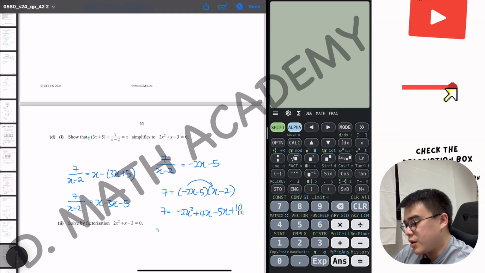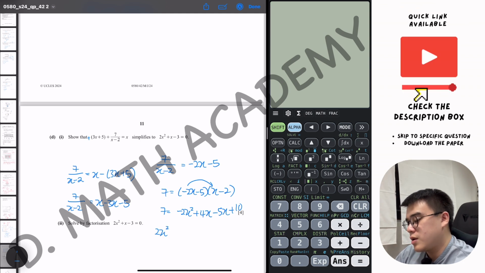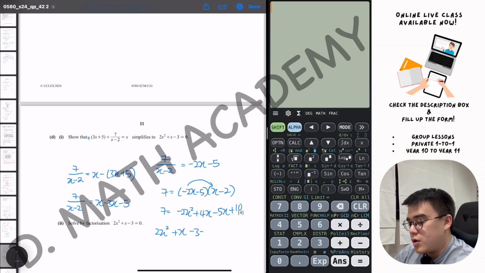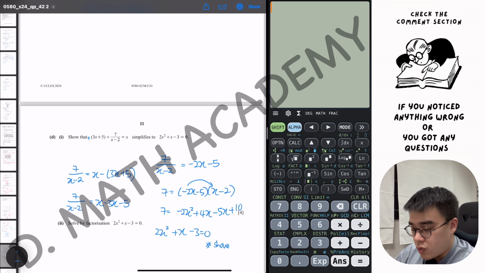Reorganize them, bring everything to the front. I will get 7 minus 10, which is -3, which has proven what they asked us to show.